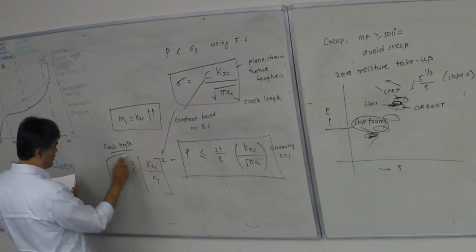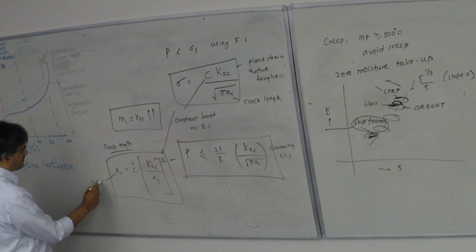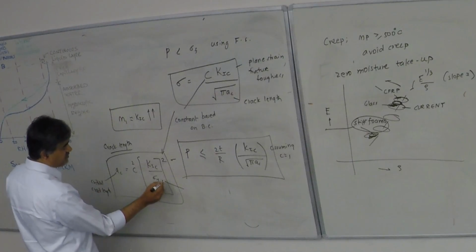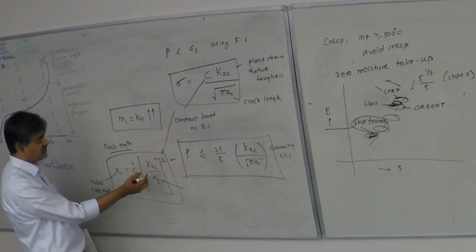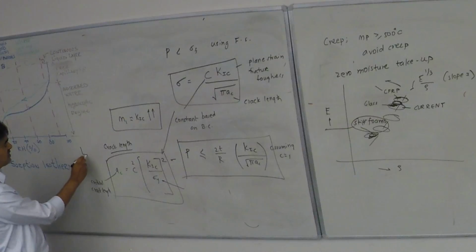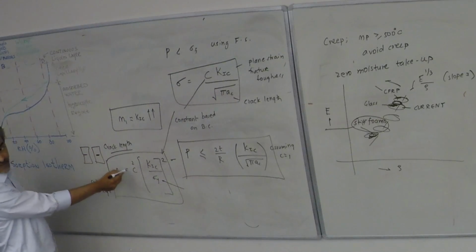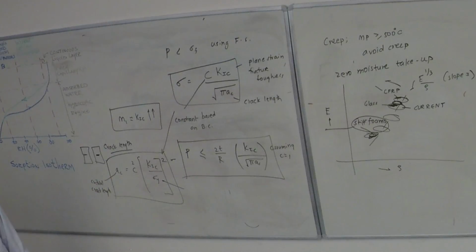So you can determine the critical crack length if you know the yield stress, if you know what kind of fracture toughness you're getting, and what the boundary conditions are. So is this an edge crack? Is it a center crack? That's what helps in calculating the value for C.